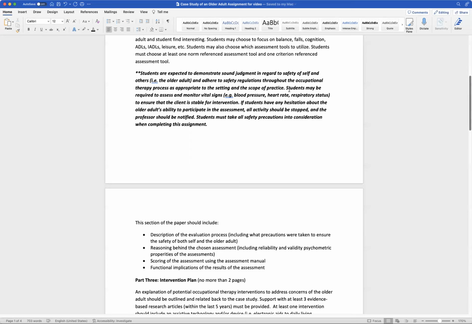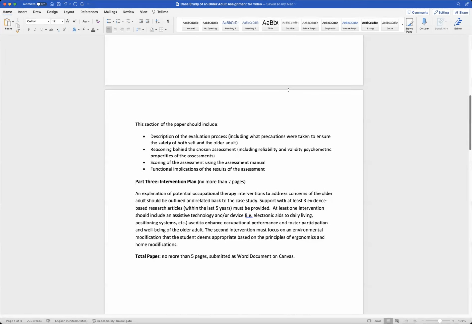You must take all safety precautions into consideration when completing this assessment and this assignment. So remember, you need to plan out before you go there to meet with the older adult to complete the assessment. You need to think about, how am I going to provide this person with rest breaks if they need them? Can they have regular water if I offer it to them? All those little details should be planned out before you meet with the older adult.